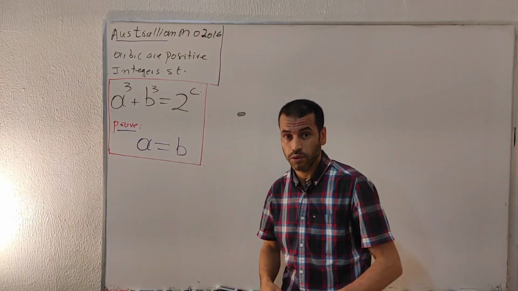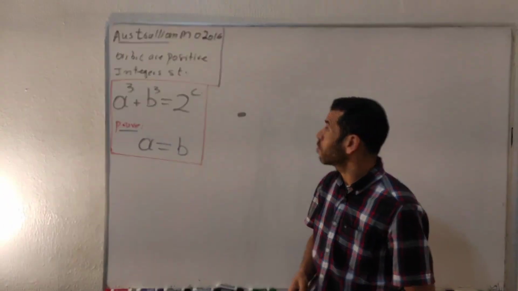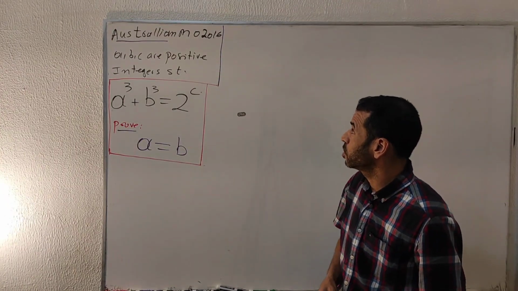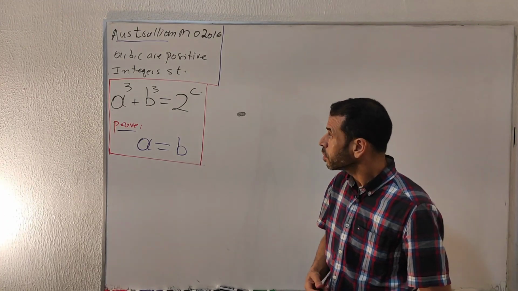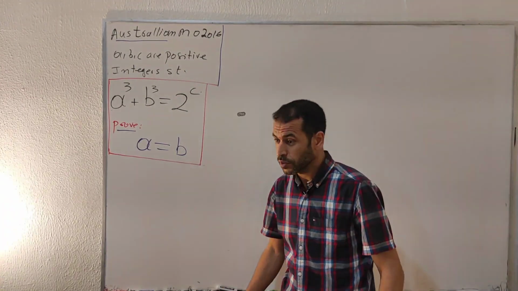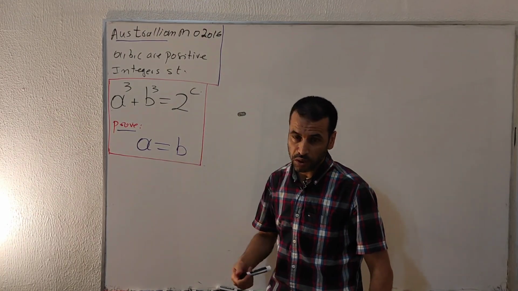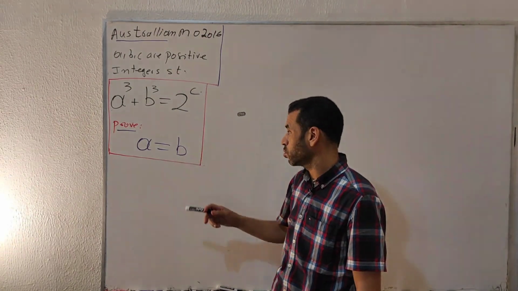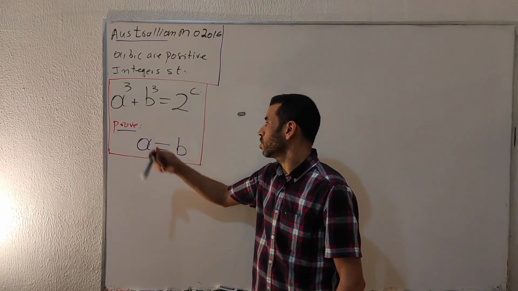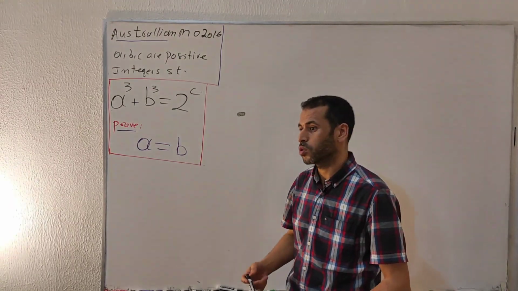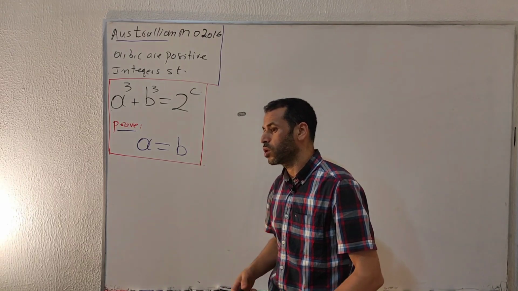In this video I have brought you a very nice and interesting problem of the Australian Mathematical Olympiad edition 2016. In fact, this is a very nice problem, so I would like to introduce a very nice proof. Our goal: we are not going to solve this equation, we are going to prove A equals B.